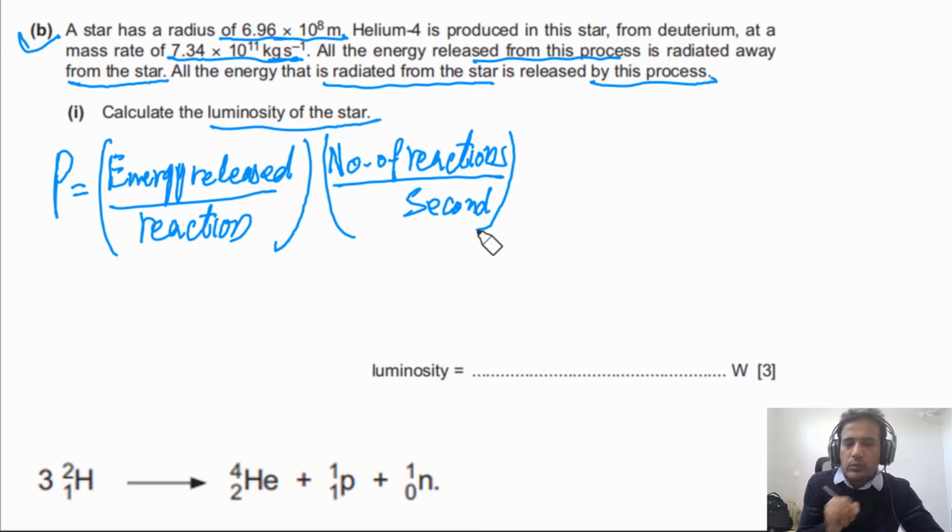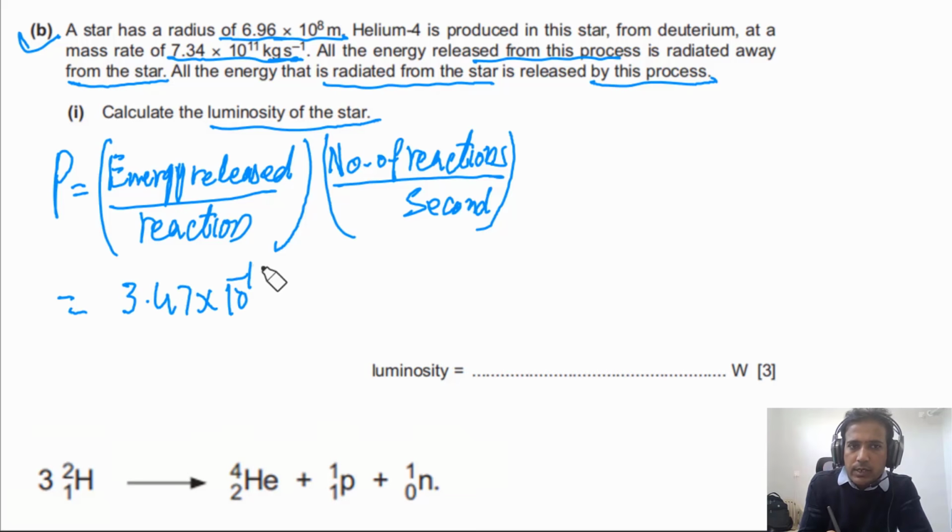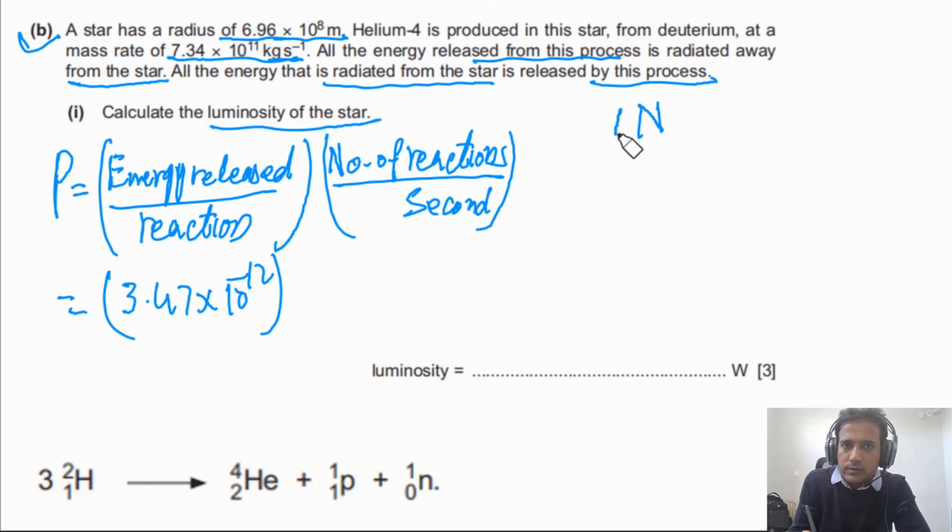So these are the points. Now, energy released per reaction we have already calculated in the last part, that was 3.47 times 10 to the minus 12. So this one we have. Now we need to calculate the number of reactions per second. So how can we calculate this? I'll be writing here number of reactions, delta n by delta t.